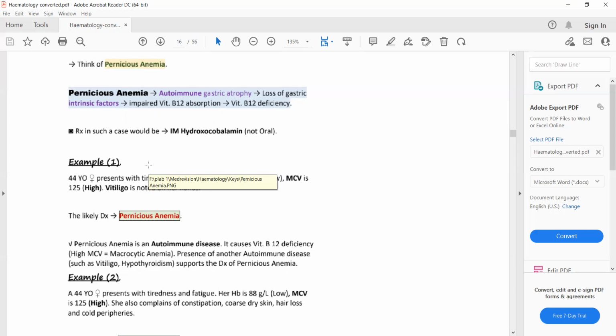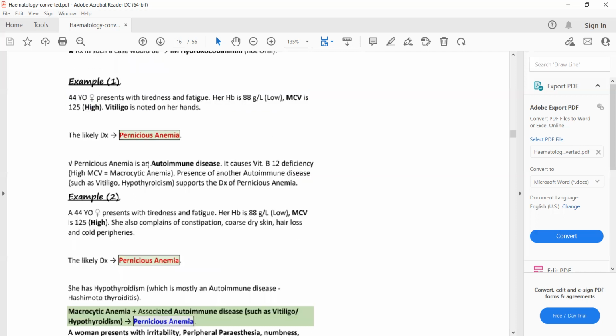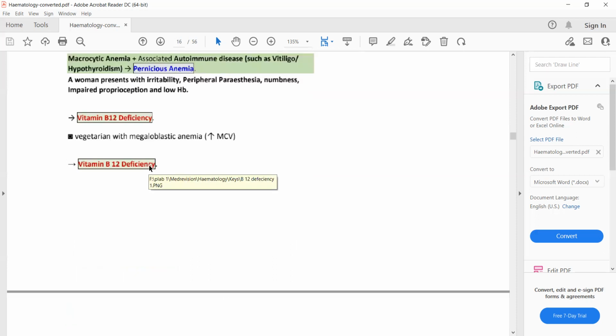Pernicious anemia has an association with autoimmune hypothyroidism. Yes, she has features of hypothyroidism, that is constipation, coarse dry skin, hair loss, and cold peripheries, and macrocytic anemia. So it is most likely pernicious anemia. Again, macrocytic anemia that is associated with autoimmune diseases is pernicious anemia. And the treatment will always be IM hydroxycobalamin.